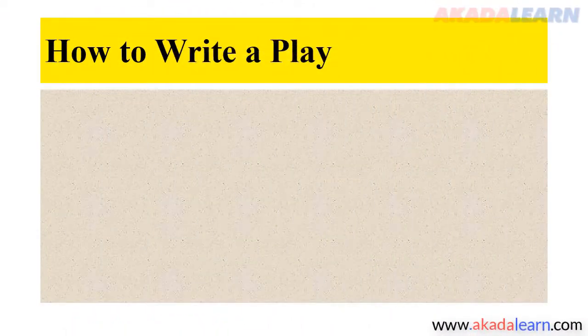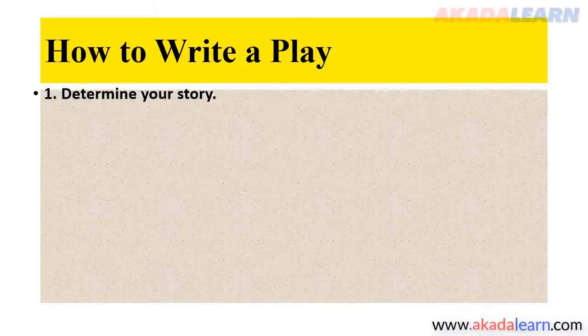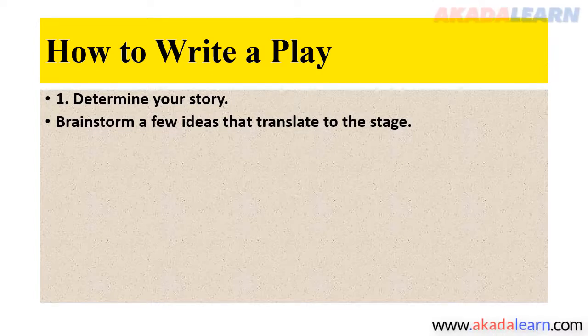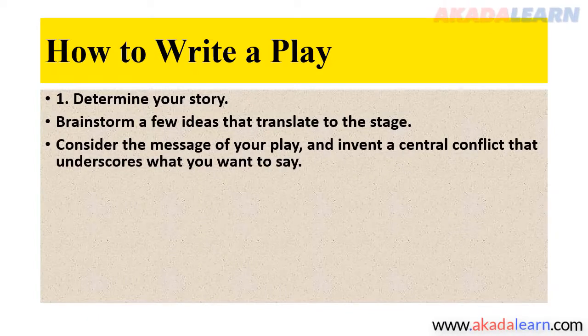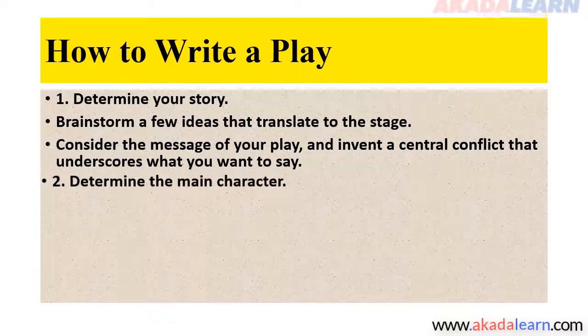Alright, let's look at how to write a play. Of course, when we are talking about play, in this case, we are dealing with performing acts, that is roles that can be acted. The first thing we need to know here is to determine your story. You have to brainstorm a few ideas that translate to the stage. You have to consider the message of your play and invent a central conflict that underscores what you want to say. The second thing you need to know is to determine the main characters.